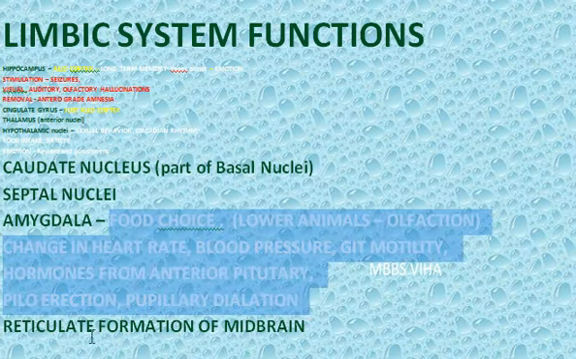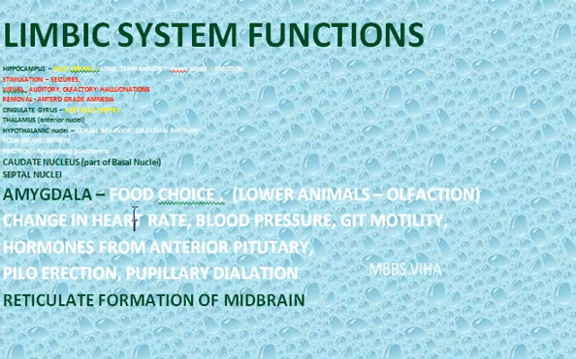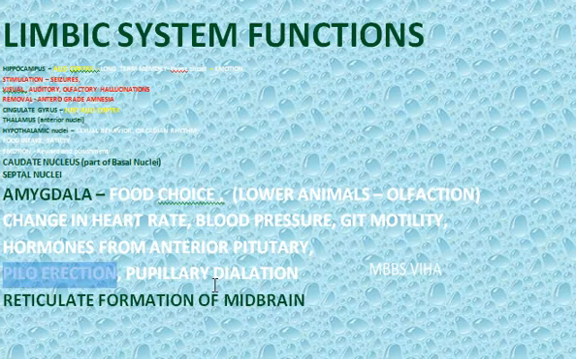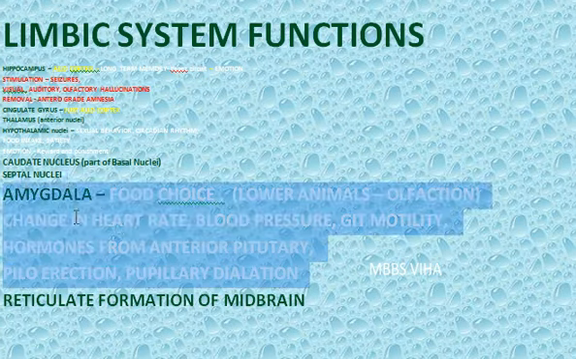So can you tell me the functions of the amygdala? Food choice is controlled by the amygdala. In lower animals, it controls olfaction. The amygdala controls the heart rate, blood pressure, the motility of the GIT, and the hormones secreted from the anterior pituitary. Hence, it has endocrine functions. In turn, the limbic system has control on your hormones. Piloerection, you get goosebumps. You know, when you see something, they say oh, I got goosebumps. Amygdala. Then you have the pupillary dilation. So basically, these are the functions of the limbic system.